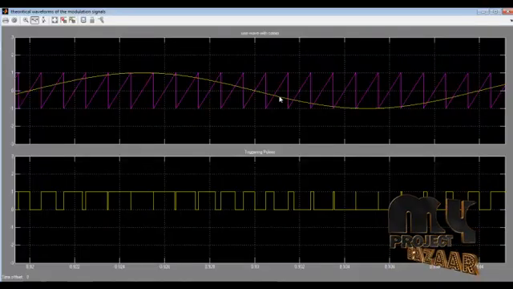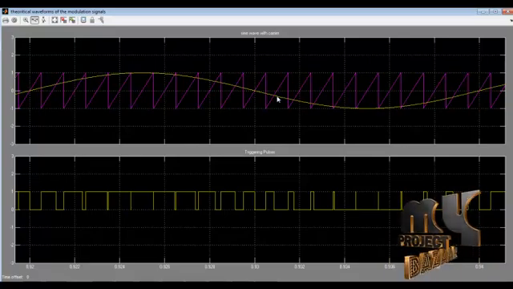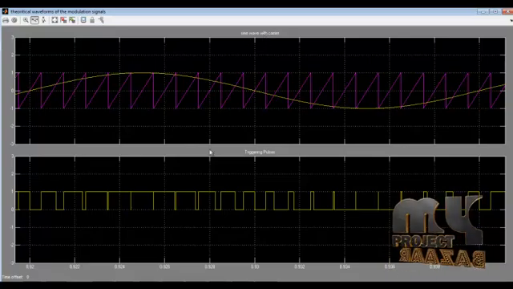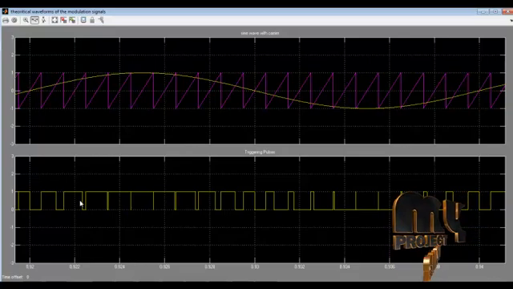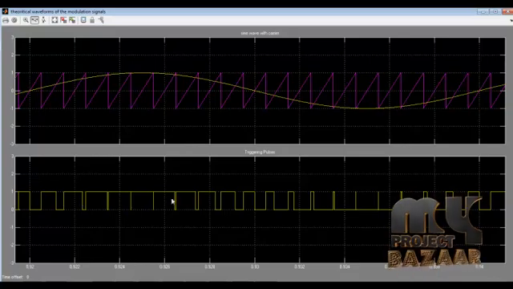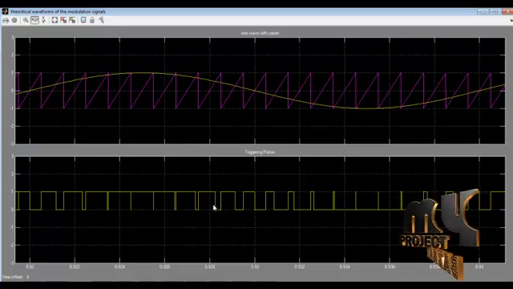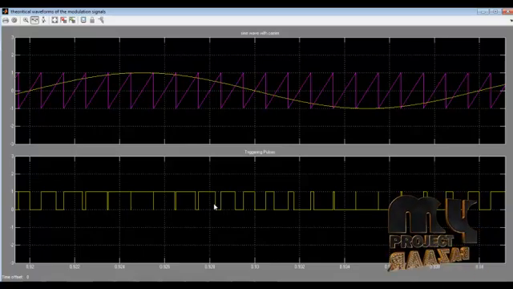Next we can see the theoretical waveform of the modulation signal. This is a sinusoidal signal with the carrier. These are the switching pulses of the cascade H-bridge level inverter. These are different duty cycle variations used to switch on the switches.